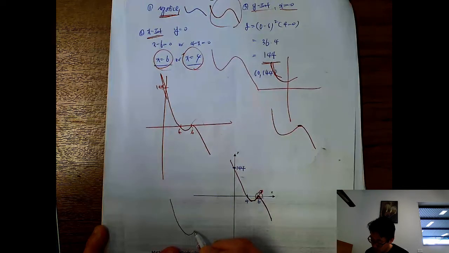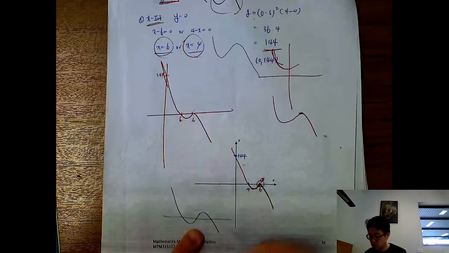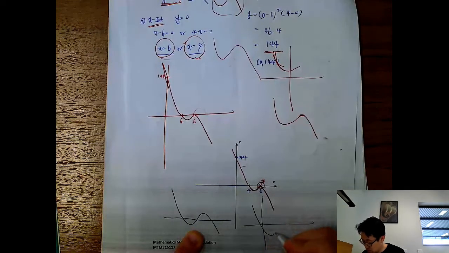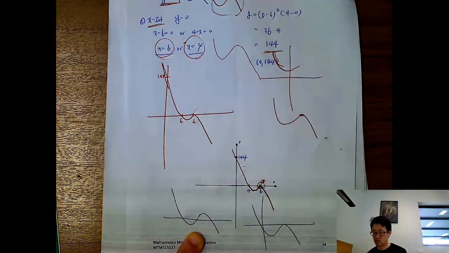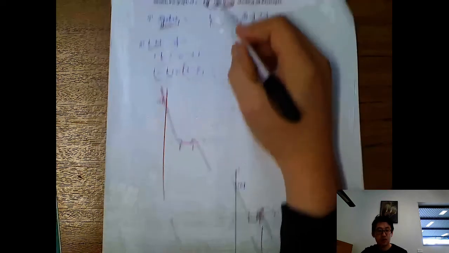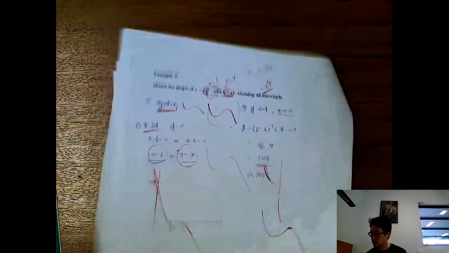In a cubic with 3 solutions, we have only 2 here. So 1, 2, and down. And that is the repeated point, 6. Sounds okay? Next one.